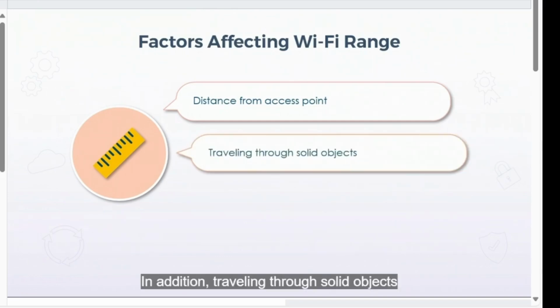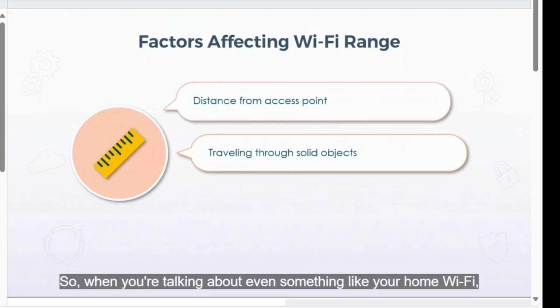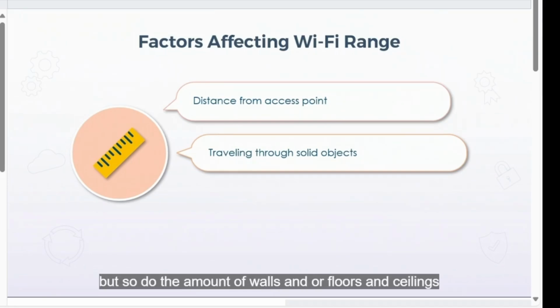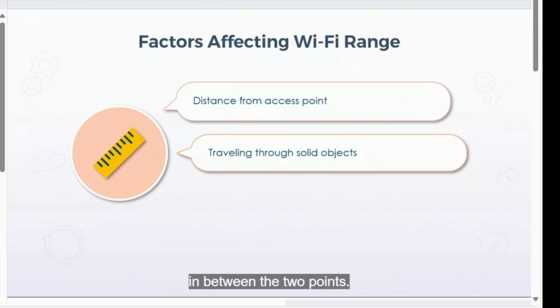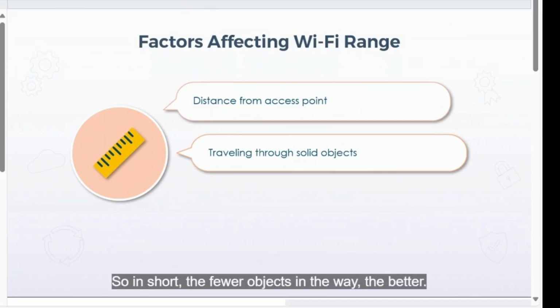The farther away you are, the more difficult it is to pick up on a reliable and consistent signal. In addition, traveling through solid objects clearly will affect radio signals as well. So when you're talking about even something like your home Wi-Fi, the farther you are from it clearly makes a difference, but so do the amount of walls and or floors and ceilings between you and your wireless access point. And of course, this can be even more of a consideration if you're talking about something like an office building where there could be many floors and a lot of steel and concrete in between the 2 points. So in short, the fewer objects in the way, the better.